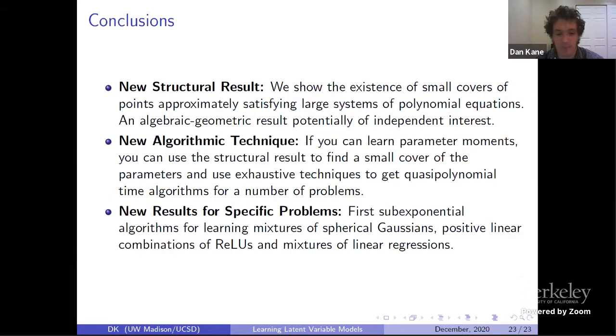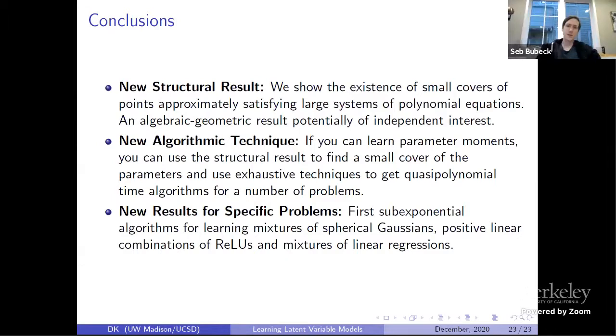We have the first sub-exponential time algorithms for learning density estimation for mixtures of spherical Gaussians, learning positive linear combinations of ReLUs, and learning mixtures of linear regressions. So yeah, that's all I had to say. Are there any questions? Great, thanks a lot.